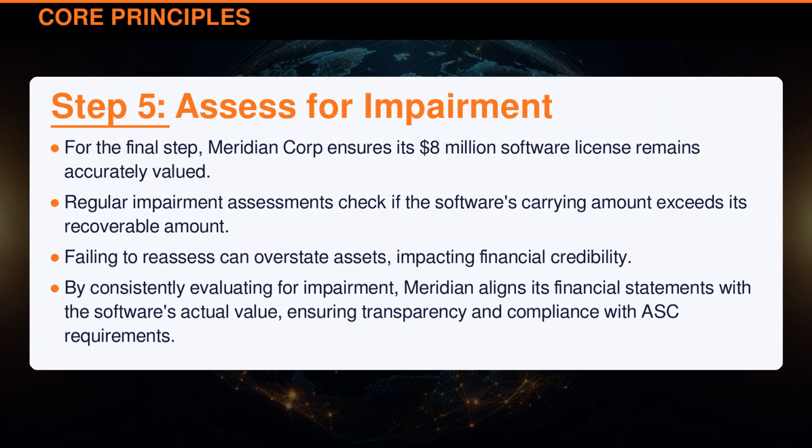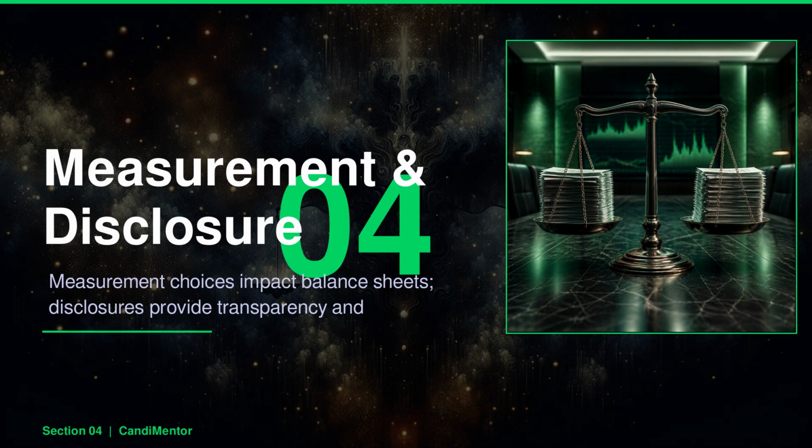For the final step, Meridian Corporation ensures its $8 million software license remains accurately valued. Regular impairment assessments check if the software's carrying amount exceeds its recoverable amount. Failing to reassess can overstate assets, impacting financial credibility. By consistently evaluating for impairment, Meridian aligns its financial statements with the software's actual value, ensuring transparency and compliance with ASC requirements.